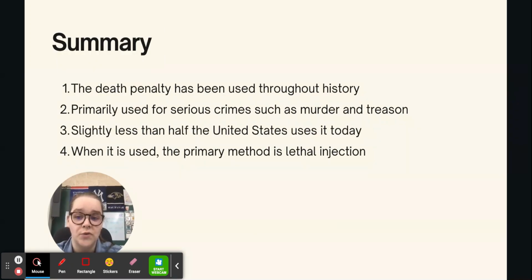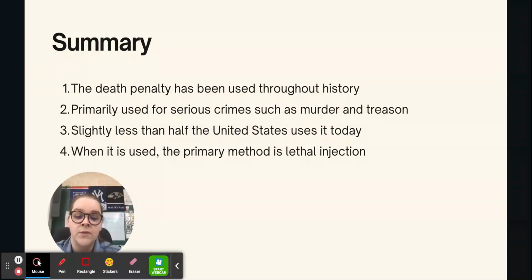So to conclude our overview, our summary of the death penalty is as follows. 1, the death penalty has been used throughout history. It is primarily used for serious crimes such as murder and treason. Slightly less than half of the United States uses it today in 2023, and when it is used, the primary method is lethal injection. So please keep all of this in mind and be prepared to discuss your responses at the start of class. We will start the discussion and then move on to the arguments for and against the death penalty's use.